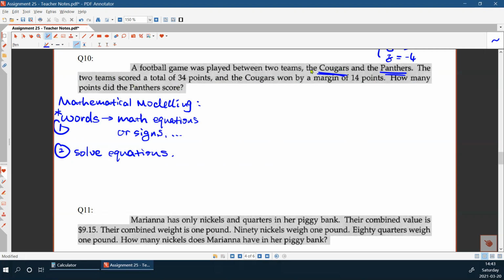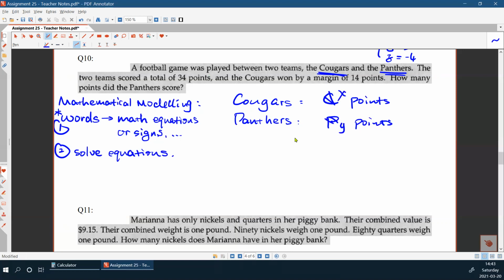So each of the teams scored some points, right? So suppose, actually we want to know the score of each team, right? So suppose the Cougars get C points and the Panthers scored P points. Okay, of course here you can use X and Y, right?